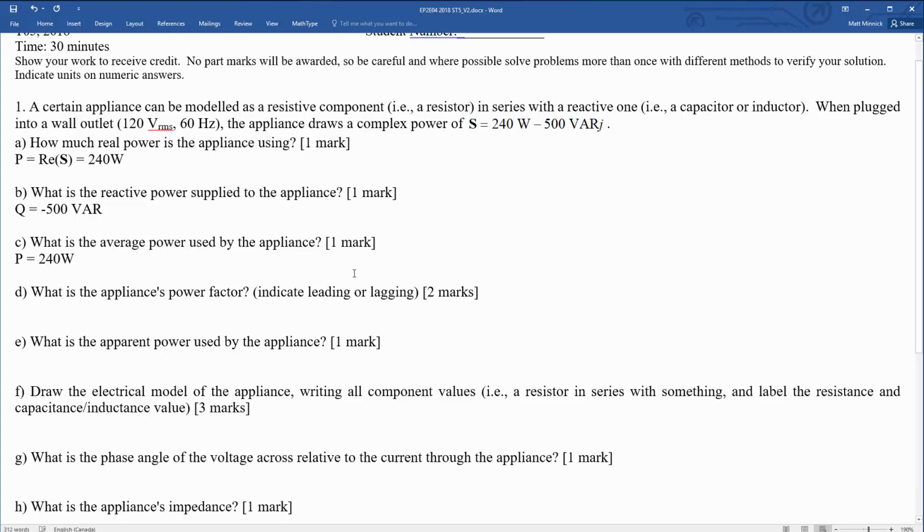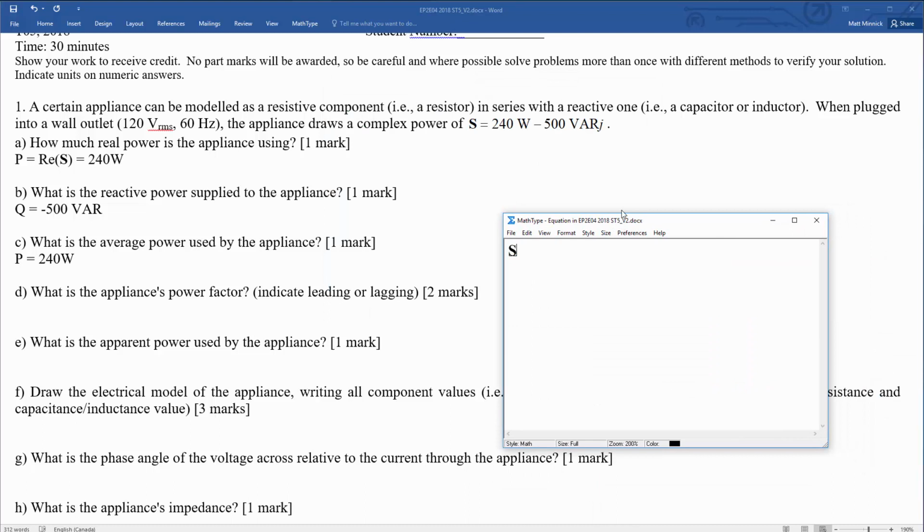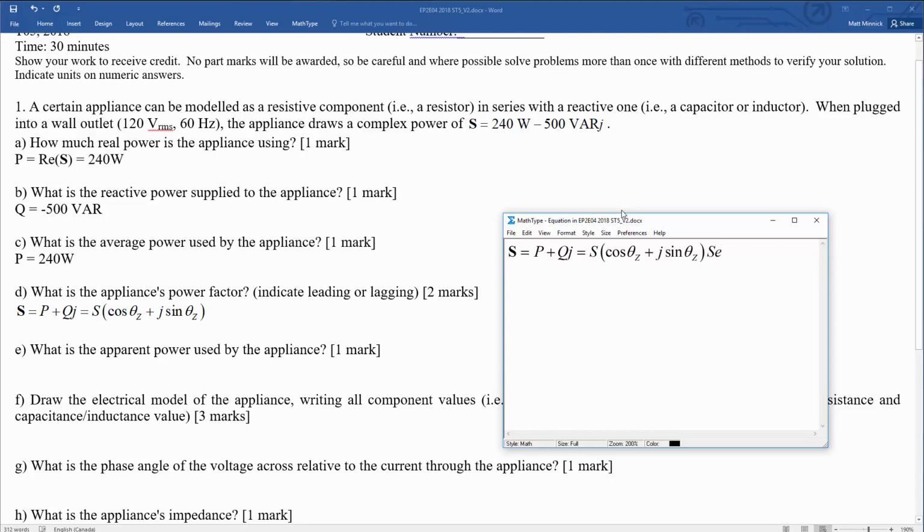Now this is a little bit more complicated. Here's the idea behind this. The complex power we know is P plus Qj. And the other thing we know about it is that it's equal to its own magnitude, maybe we'll give that the symbol S, times cos theta Z plus j sin theta Z. So kind of like S e to the j theta Z. That's where the complex power comes from in terms of the phase difference between the voltage and the current.